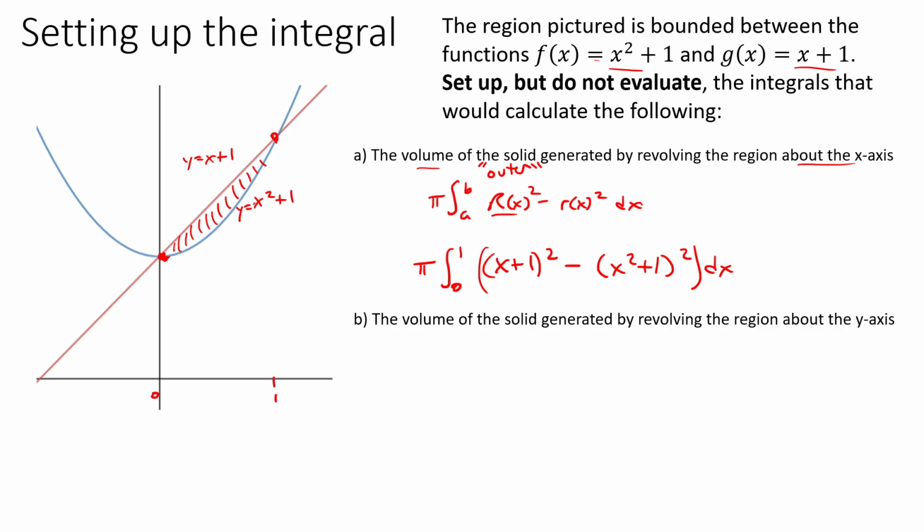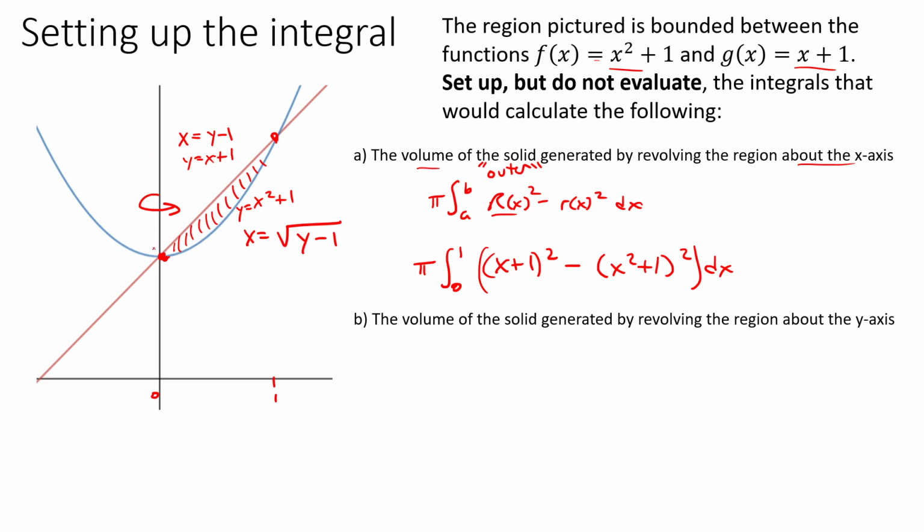To go about the y-axis, well now we're going to rotate this way. And to do that, now I need to draw my rectangles in this direction, which means we need to go back to that idea of integrating with respect to y. So what I'm going to do is rewrite my functions in terms of y. So x would be y minus 1. And then here, x would be the square root of y minus 1. Really plus or minus, but we only care about the positive branch, so we'll just leave it like that.